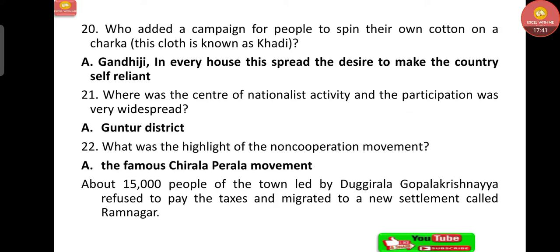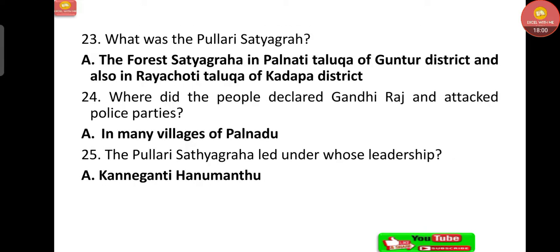What was the highlight of the non-cooperation movement? The famous Chirala Perala movement. That was in South Andhra Pradesh. About 15,000 people of the town, led by Duggirala Gopala Krishnaiya, refused to pay the taxes and migrated to a new settlement called Ramnagar. What was the Pullari Satyagraha? The forest Satyagraha in Palnati Taluka of Guntur district and also in Raichoti Taluka of Kadapa district.